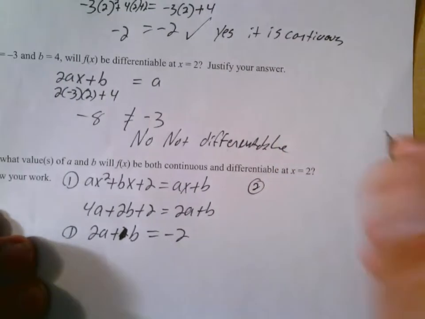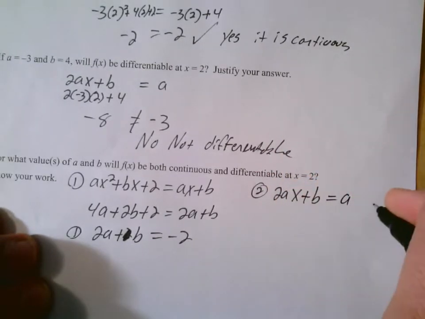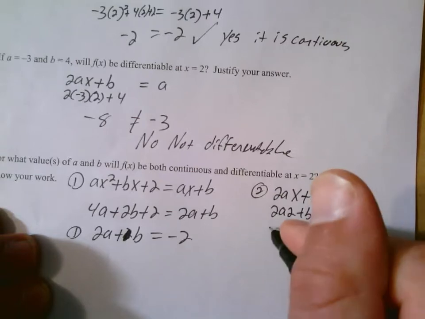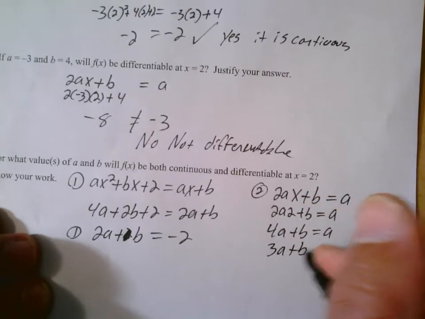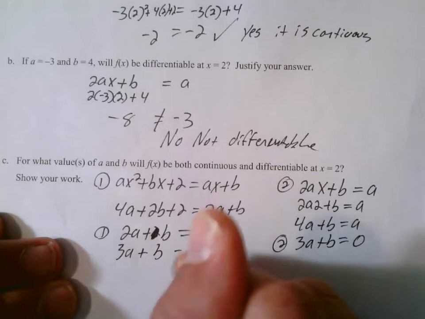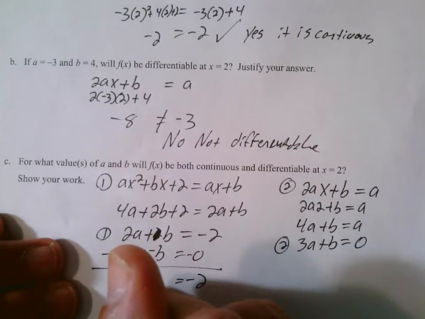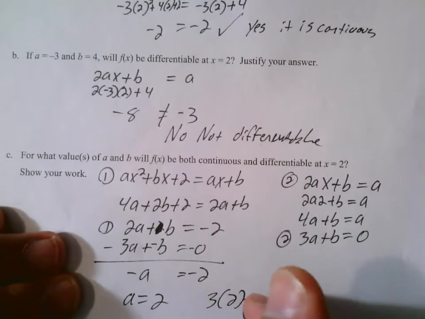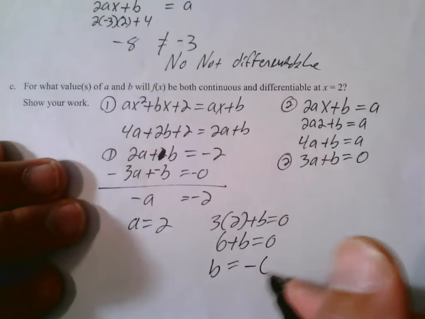Equation number 2 comes from differentiating both sides. We already did it up here. I get 2ax plus b equals a. And we're talking about when x equals 2. So 4a plus b equals a. So 3a plus b equals 0. This is equation number 2. Change the signs at the bottom. Negative 2. B's go away. I get negative a, so a equals 2. I'll plug it in right here. B equals negative 6.